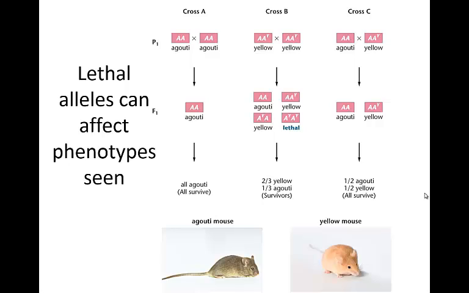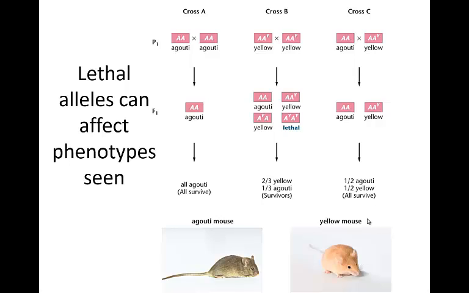And the example here is crossing an agouti mouse, and agouti is just the color that they call it. It's like this brownish grayish color, crossed with a yellow mouse. So let's look at cross A. If you were to cross an agouti mouse with an agouti mouse, in the F1 generation, 100% of them are going to be A or agouti. They're all going to 100% survive.